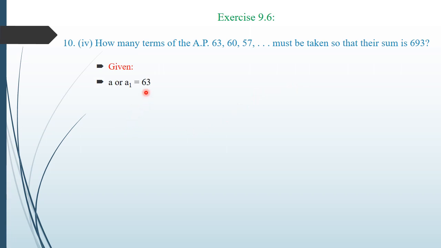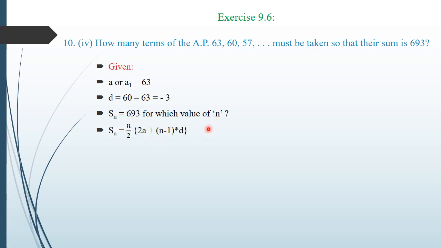Here a or a1 is 63. Common difference d we can calculate as a2 minus a1, that is 60 minus 63, that will give me minus 3. And Sn is given to me, that is 693. Now we need to find for which value of n this sum will be equal to 693. Ultimately we need to find the value of n here.